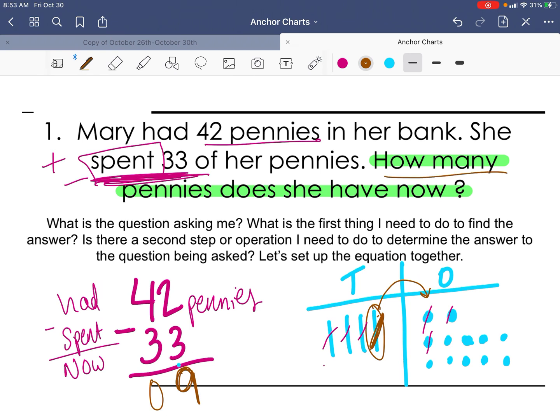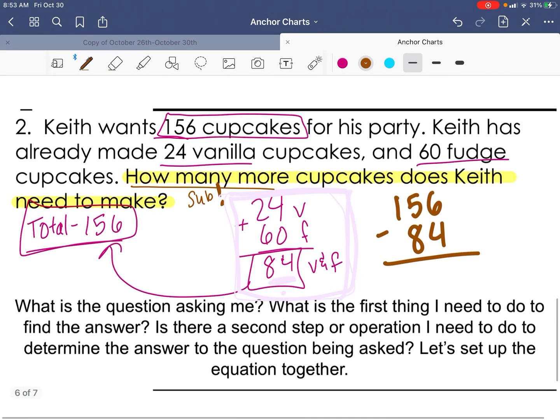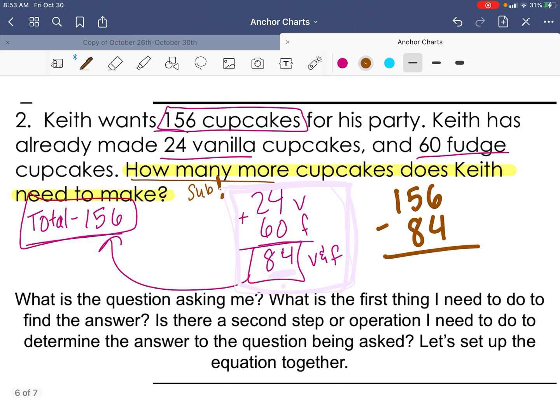So how many pennies does she have now? She has 9 pennies. Boys and girls, that is the answer. That is the difference between 42 and 33. The difference or the answer is 9. So y'all, that's number 1 on your worksheet. I just gave you the answer for number 1. All right, number 2.